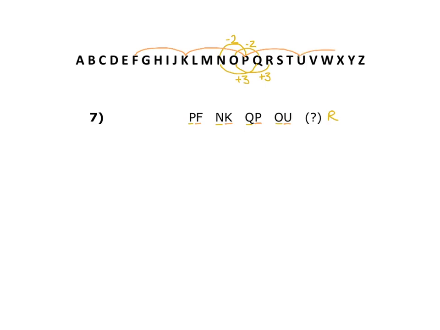Forwards 5 from U lands us on the letter Z, so the second letter in our pair is Z, making the full pair RZ. And we'd give our answer of RZ like this.